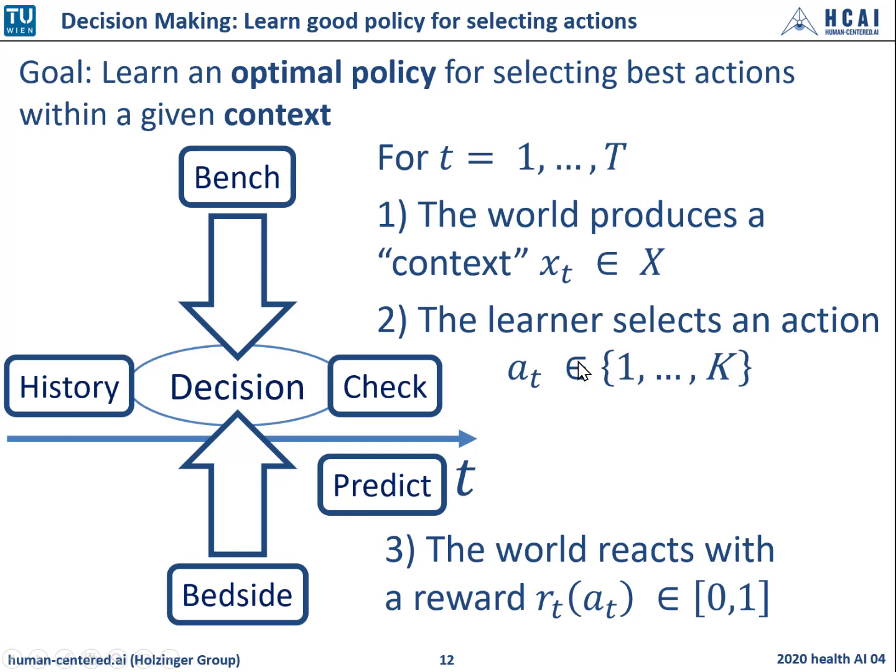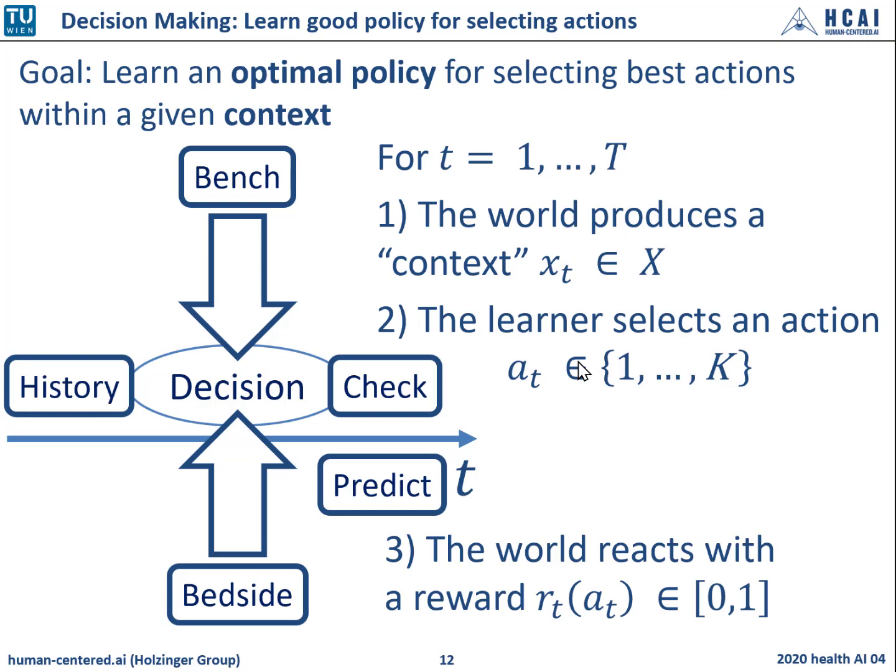So decision making: learn a good policy for selecting actions. This is of utmost importance, always to ask, what is your strategy? What will be the expected outcome? What are your measures? What are your goals? What are your input variables?